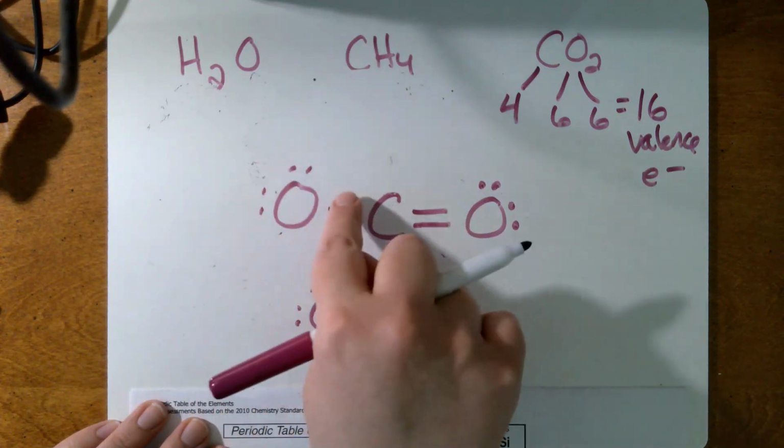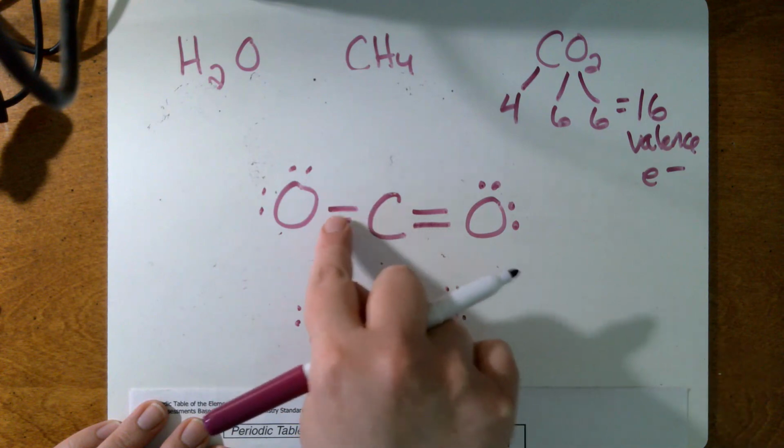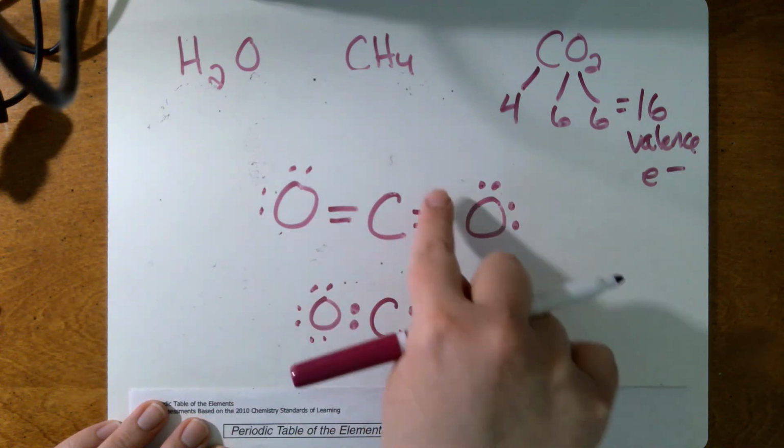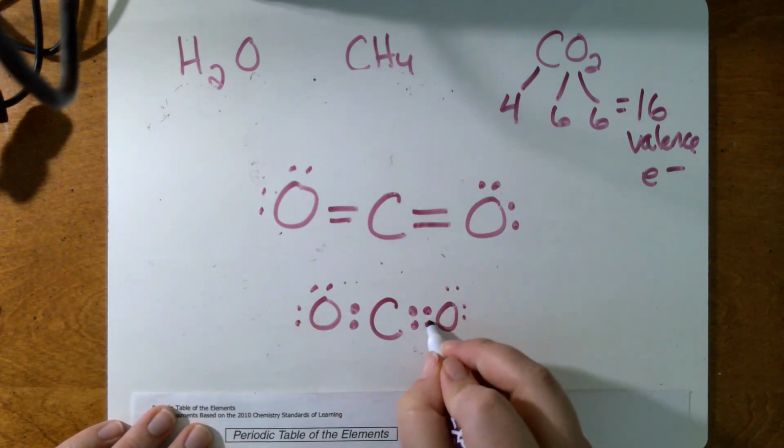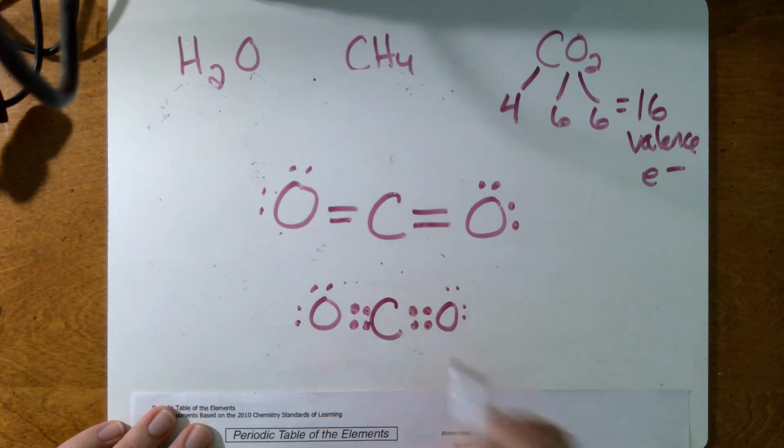Oxygen has 2, 4, 6, 8. Carbon has 2, 4, 6, 8. And this oxygen has 2, 4, 6, 8. And I can show the same thing down here. They're sharing 4 electrons. Okay, this is something you're going to practice a lot, and just ask me if you need extra help and we can go over more examples.